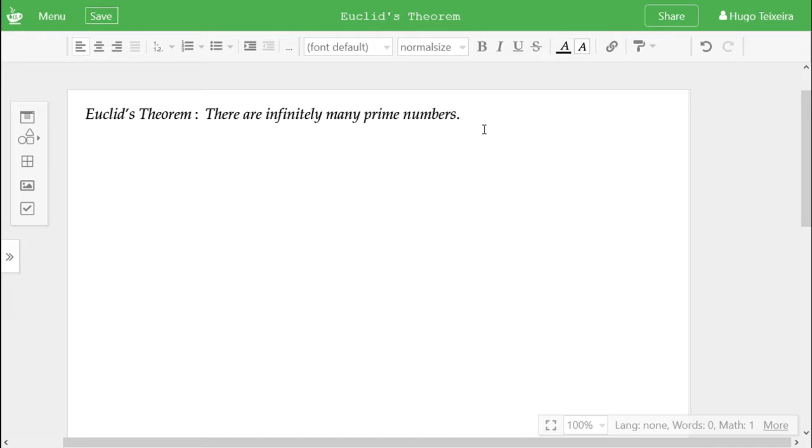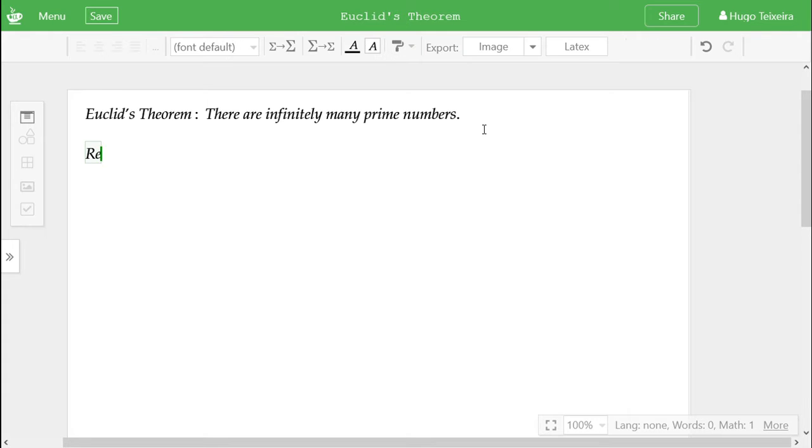So hello guys, today we are going to talk about a very famous theorem, which is Euclid's theorem. And the theorem is, there are infinitely many prime numbers. So we are going to use a method called reductio ad absurdum to prove this theorem.